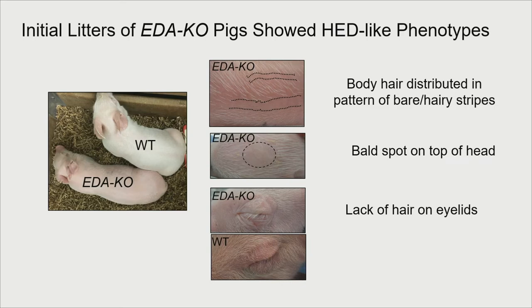So these were our initial litters of EDA knockout pigs, and they showed the typical HED phenotypes that have been shown in other animals that spontaneously have HED. Here are two litter mates. This is a wild-type pig, a couple of days old, and you can see this nice white hair on this pig, whereas its EDA litter mate sitting here next to it is very pink, as if it has no hair or very thin hair. And that's because if you look down on the back of this pig, you can see that the hair on the pig is alternating patterns of hair, bare skin, hair, and bare skin. They also have bald spots on the top of their heads, and they lack hair on their eyelids in contrast to wild-type pigs that have hair on their eyelids.